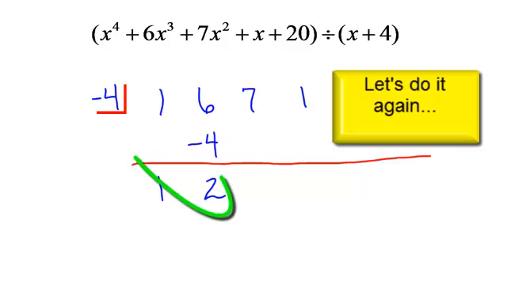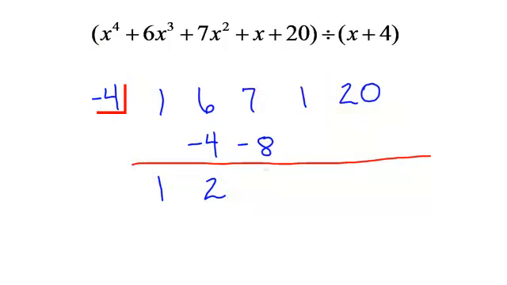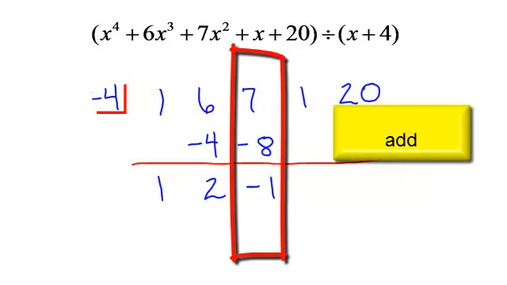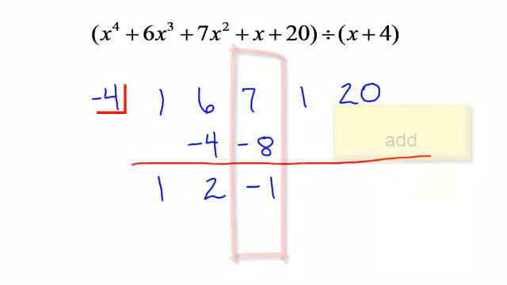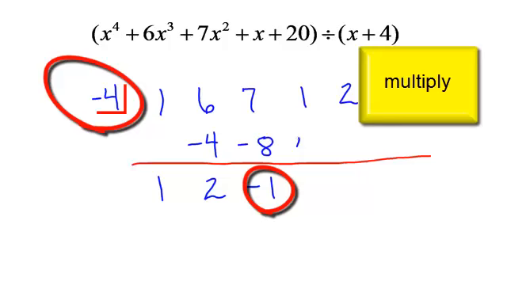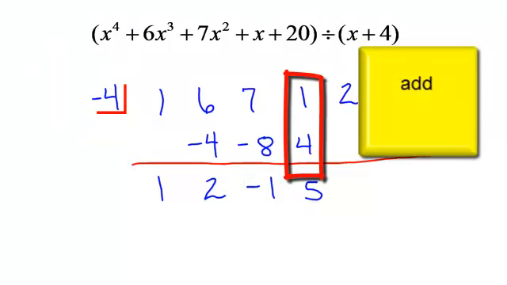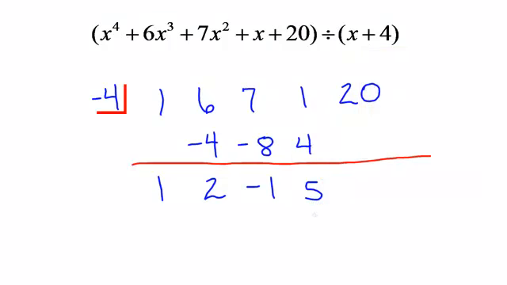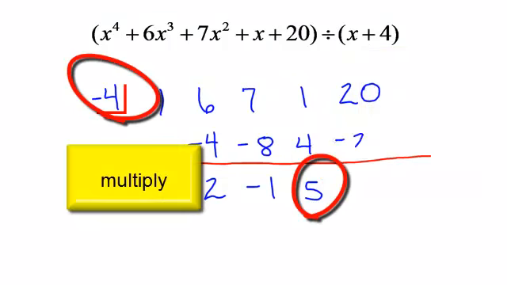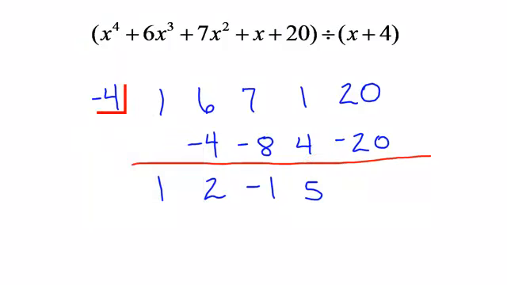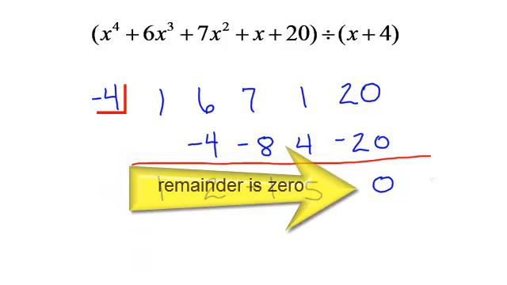Let's do it again. Negative 4 times 2 is negative 8. Well, 7 and a negative 8 is a negative 1. You see, I multiplied negative 4 times 2, got negative 8, and then I added. Negative 4 times a negative 1 is a positive 4. Add. 1 plus 4 is 5. Let's do it again. Negative 4 times 5 is a negative 20, and now we add. 20 and a negative 20 is 0. Our remainder is 0. And this is our answer.